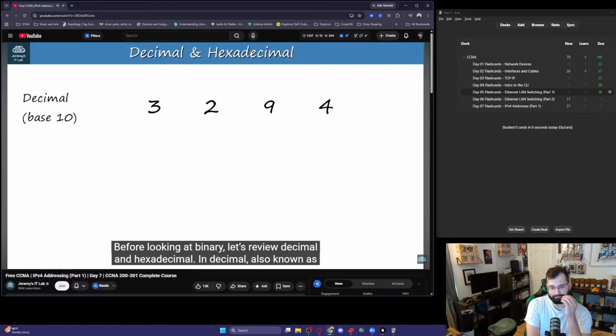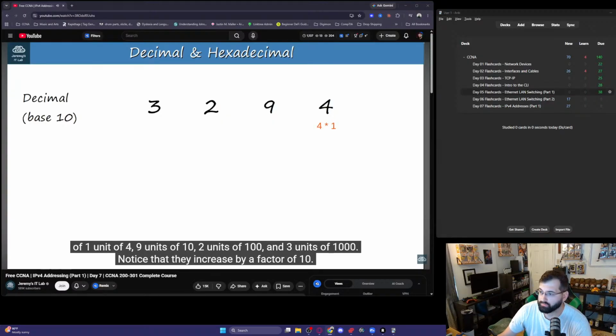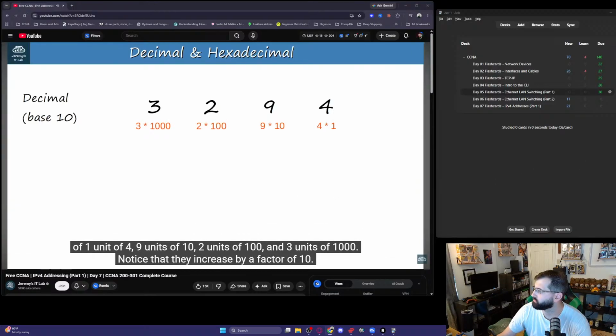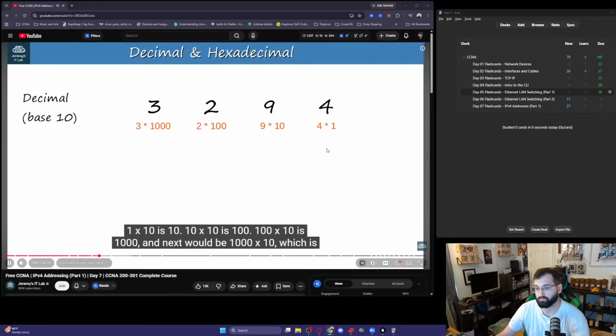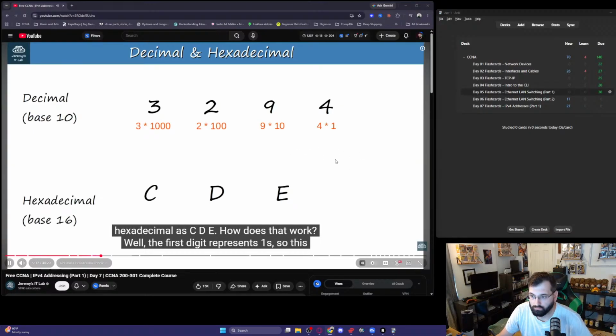Before looking at binary, let's review decimal and hexadecimal. In decimal, also known as base 10, each digit increases by a factor of 10. For example, this number, 3,294, consists of 1 unit of 4, 9 units of 10, 2 units of 100, and 3 units of 1,000. Notice that they increase by a factor of 10. Now let's look at this number in hexadecimal. Decimal 3,294 is written in hexadecimal as CDE.